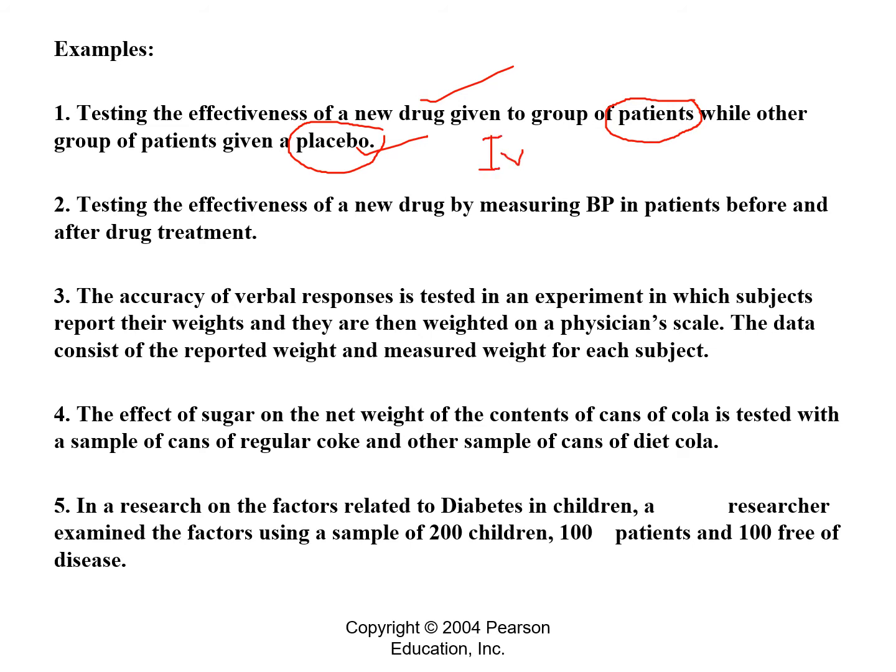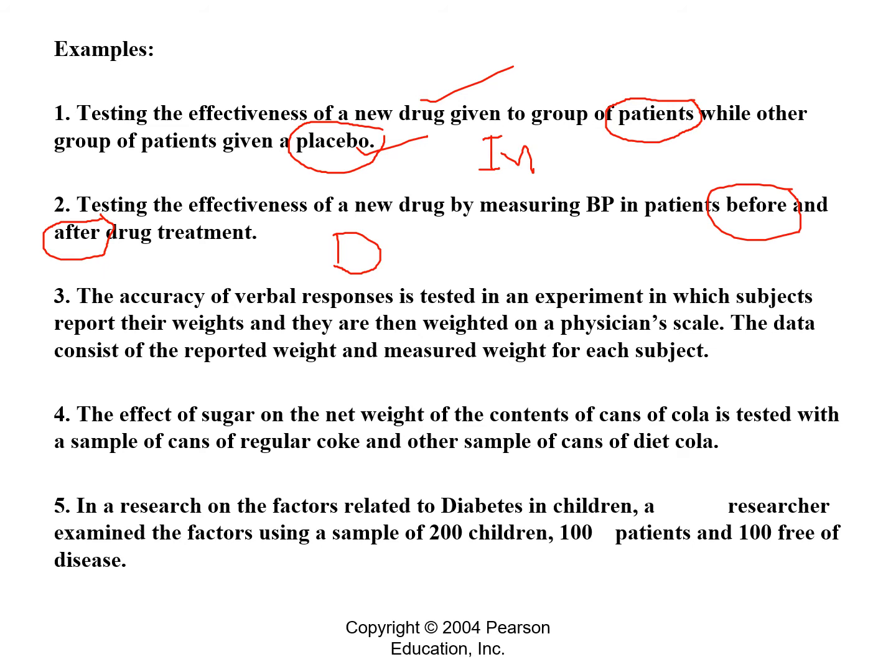The second one: testing the effectiveness of a new drug by measuring blood pressure in patients before and also after having the drug. Any case of taking data from patients before and after is an example of dependent or matched pairs variables. We have data taken from the same cases before and after.